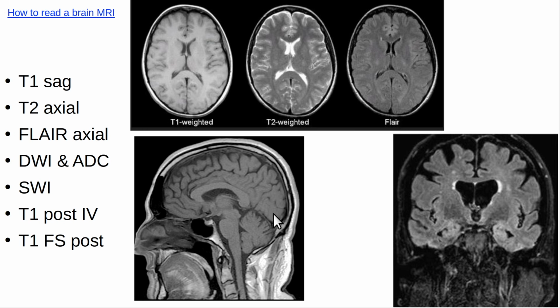Anyways, this is a T1. You can tell it's T1 because the fluid is dark. Okay, that's the most important thing in all of the brain MRI. Fluid is dark on T1, fluid is bright in T2, and then you have subtypes of these sequences. This is a FLAIR subtype of T2 with suppression of the fluid, of the CSF, cerebrospinal fluid.